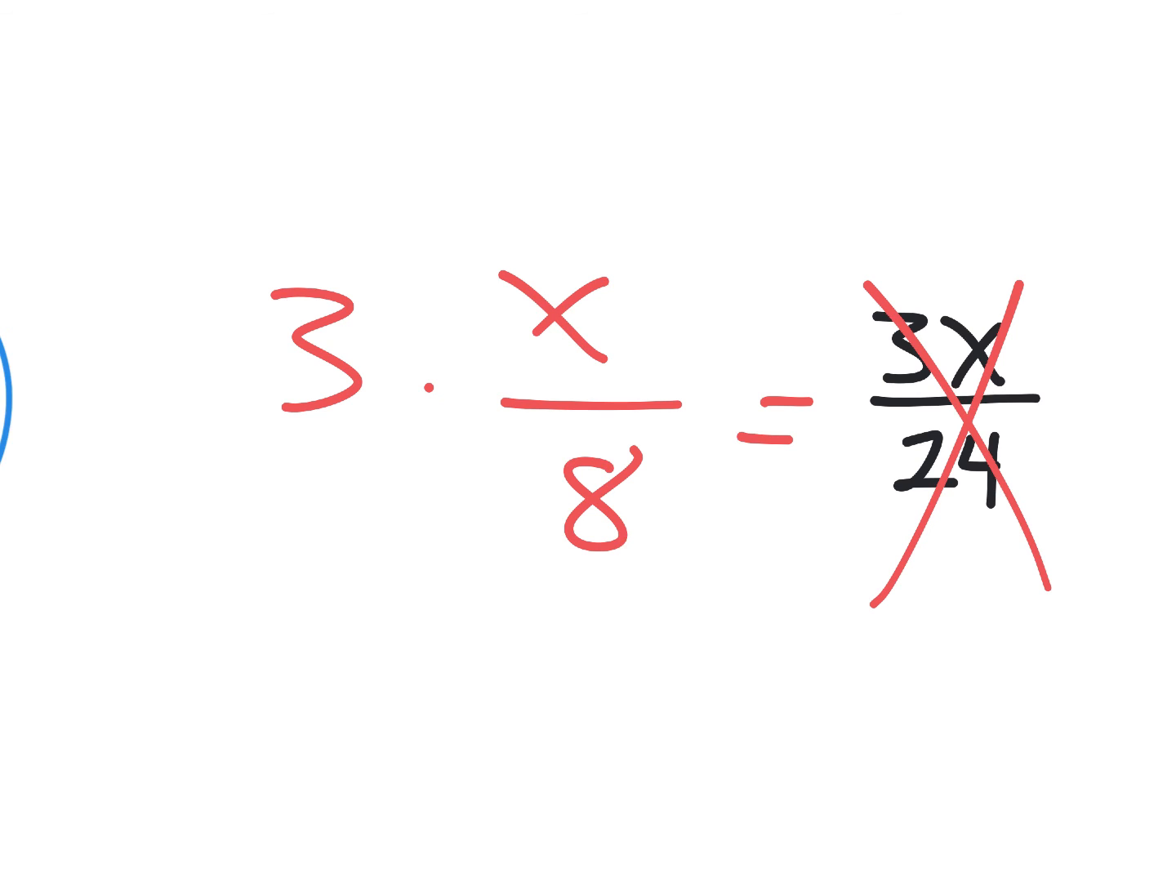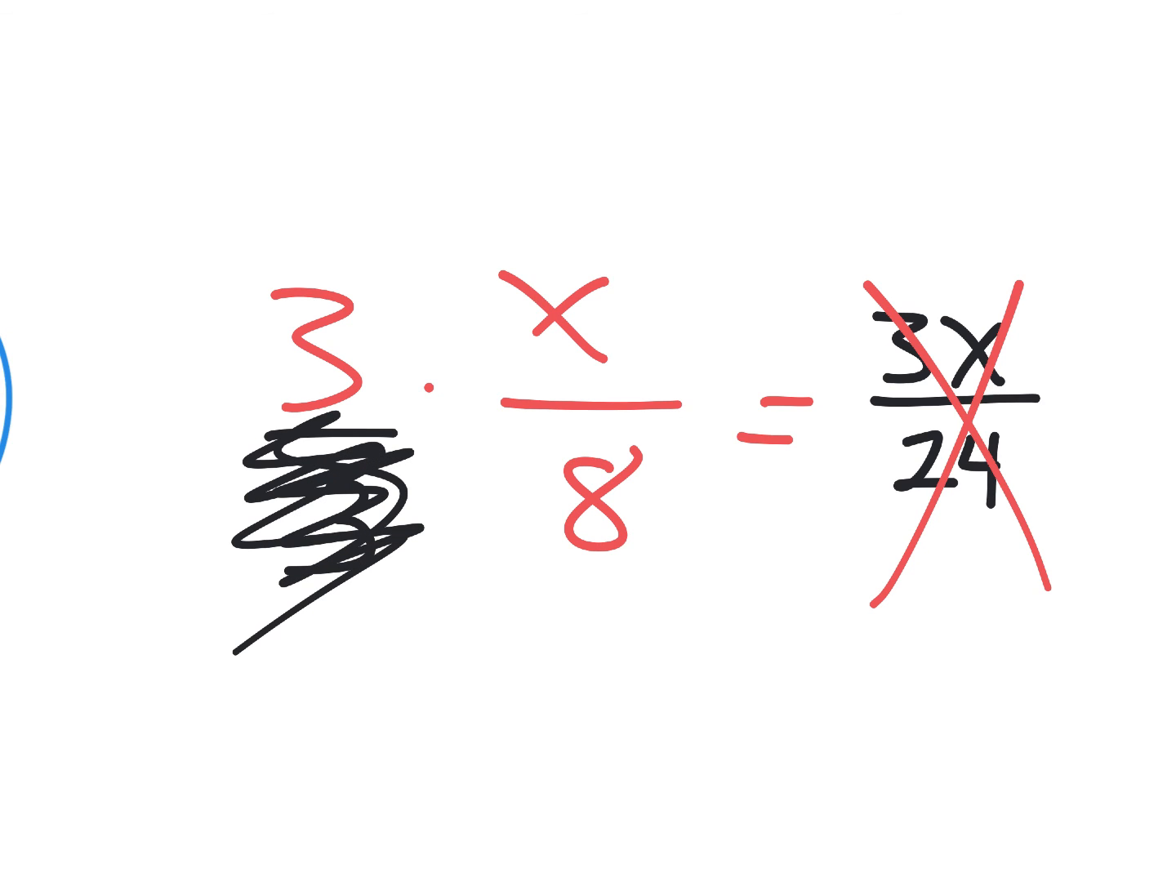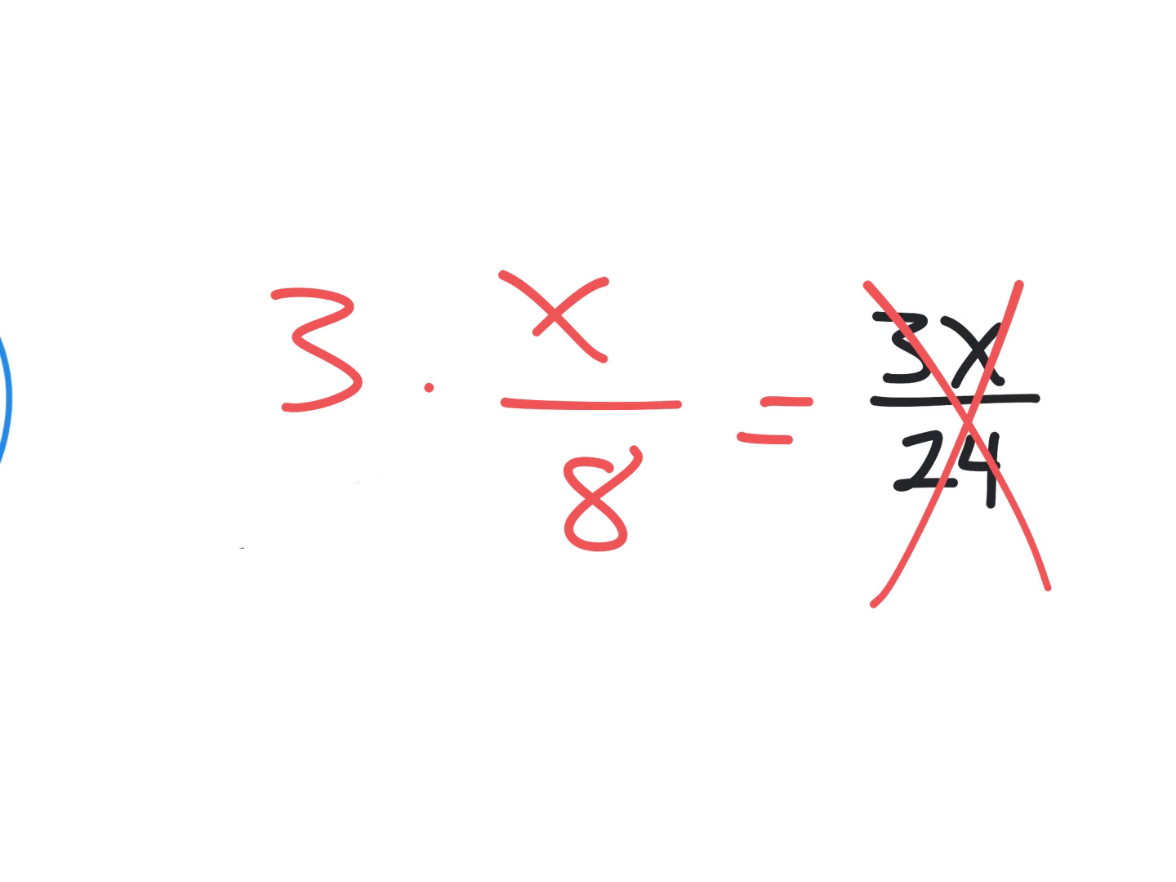Happens all the time. What are kids doing wrong in their head? They're thinking it's 3 over 3. Is 3 the same as 3 over 3? No, 3 over 3 is 1. That's not the same. So if that's not that, then it's really 3 over 1. So whenever you have a number that's not a fraction, make it a fraction, because fractions play nice with other fractions.